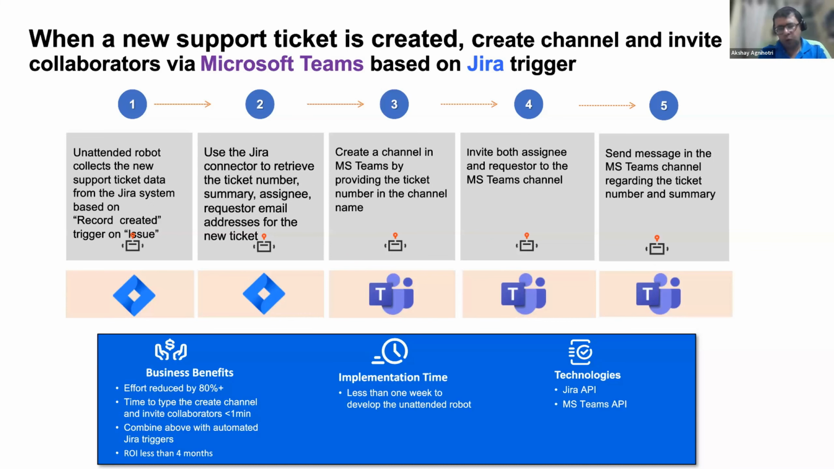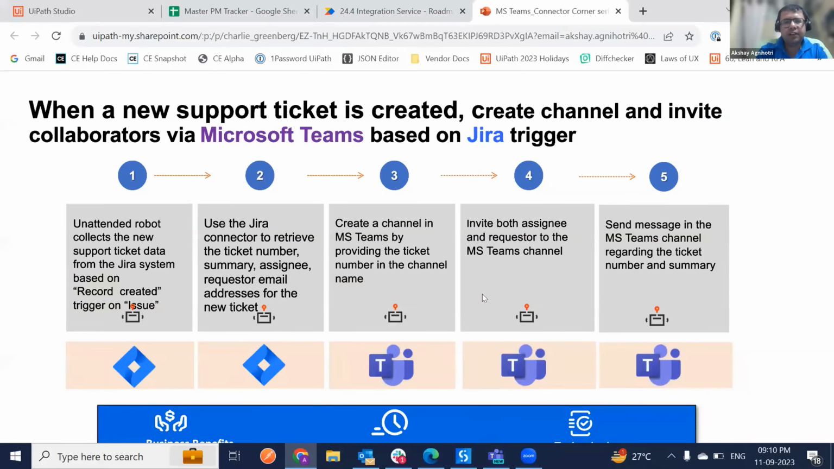What I'm going to do in front of you is run an attended robot, which will take an issue which got created in Jira, that is a customer support request. It creates a temp channel. It invites the assignee. It also invites the reporter. And it sends an introductory message that, hey, there's a customer request, please use this channel for collaboration, and so on and so forth. Whatever details you want to add, you can add. So let's get on with the demo.